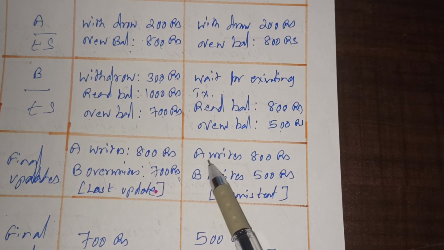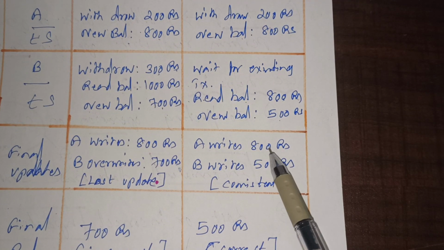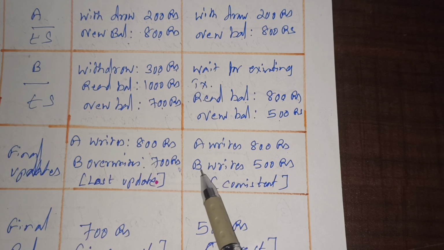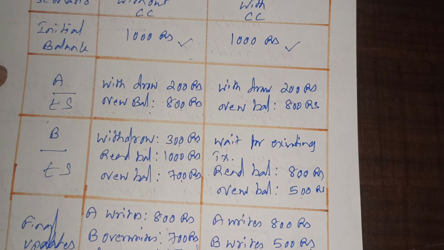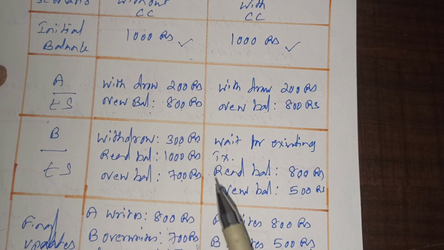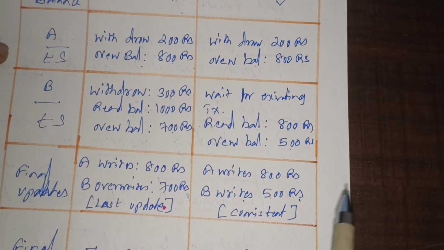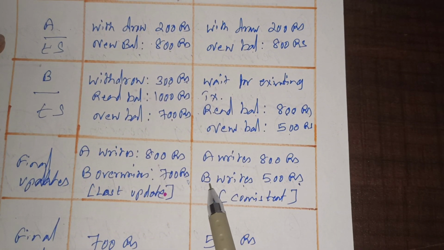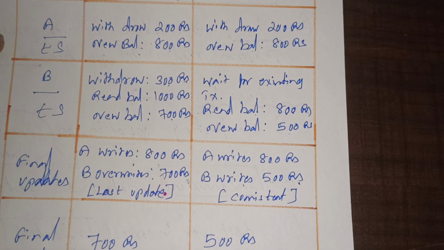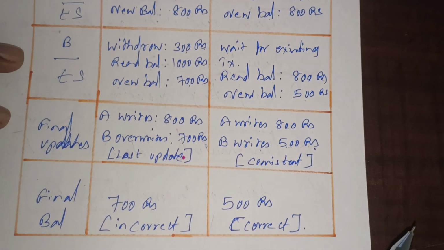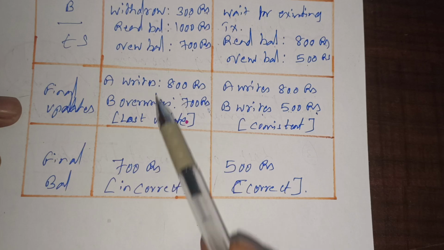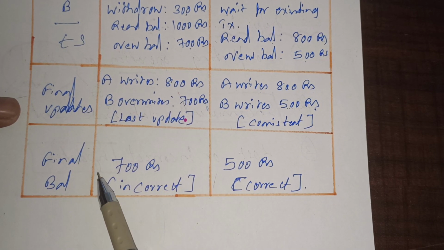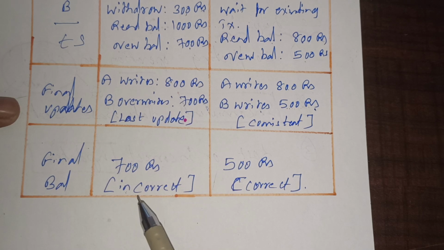Now where is it coming exactly at this point? A writes the balance as 800 rupees and B writes the balance as 500 rupees, correct? So totally we have done the transaction from 1000. A withdraws 200, B withdraws 300. So totally 500 rupees has been spent. So what is the final update here? It is 500. You can understand now, I guess, right? So the final balance you can check here, that is without concurrency control. This particular column is without concurrency control. It is finally updating it as 700 rupees, and you all know that it is incorrect, okay?